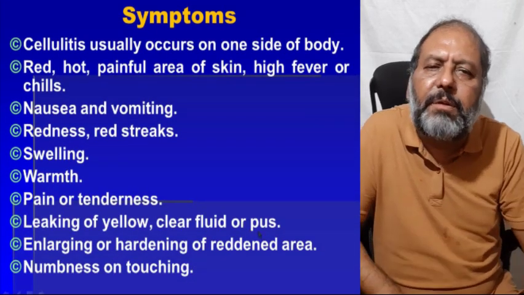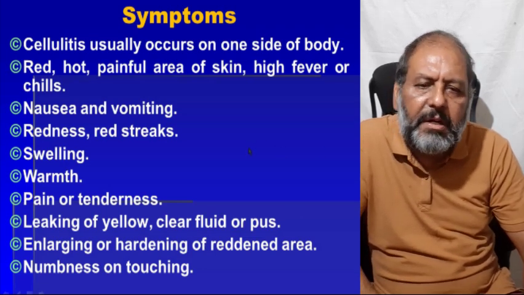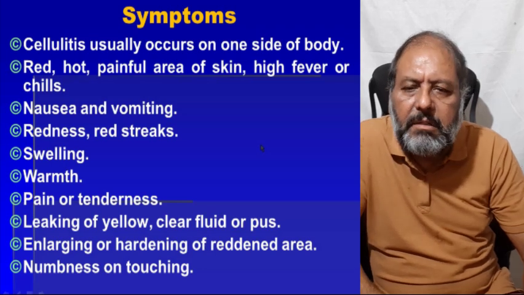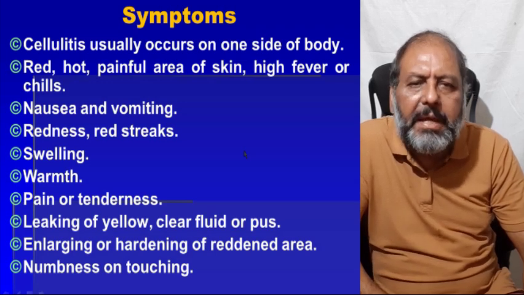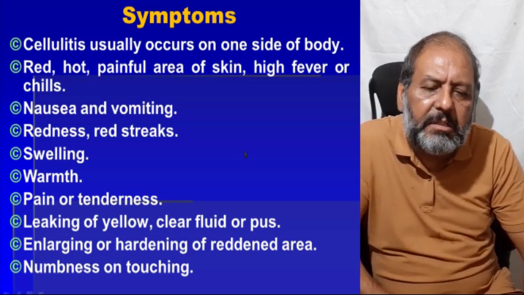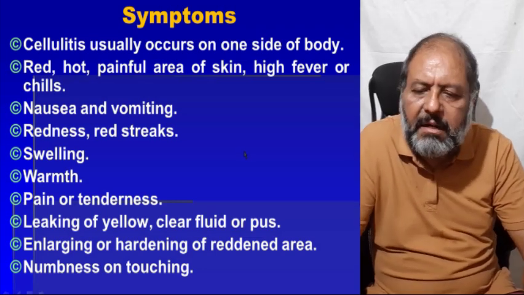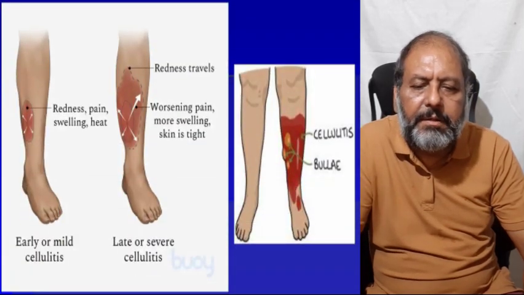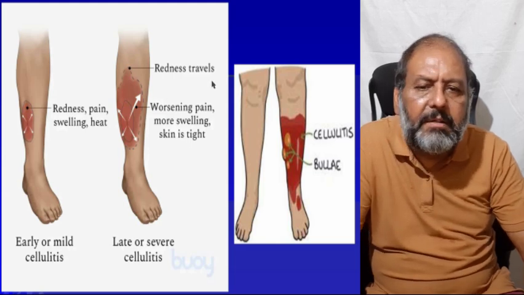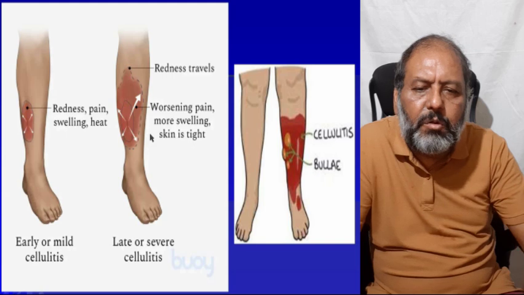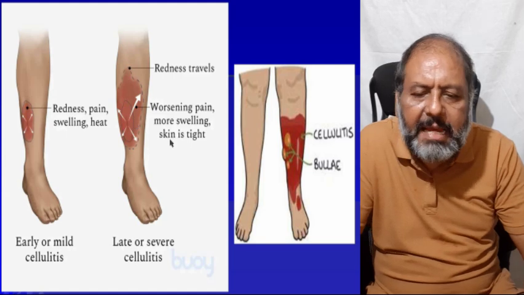Now, what are the symptoms of cellulitis? Cellulitis usually occurs on one side of the body: a red, hot, painful area of the skin, high fever or chills, nausea and vomiting, redness, red streaks, swelling, warmth, pain or tenderness, leaking of yellow clear fluid or pus from the wound, and enlarging or hardening of the reddened area and numbness on touching it. So here one can see the redness, pain, swelling, heat, and redness travels, worsening the pain, more swelling, the skin is tight, and it impairs the circulation, leading to gangrene sometimes.